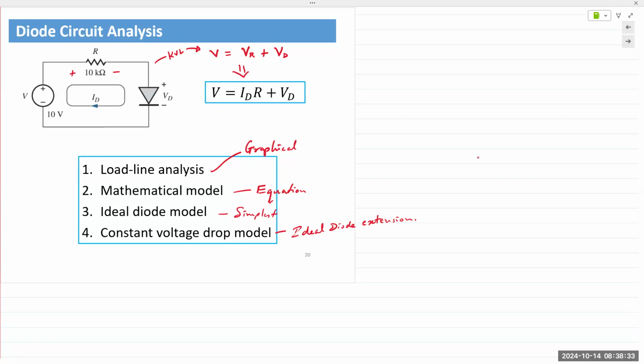I don't know, technology glitches. Yes. Simplest. Not really simple, but simplest of the four.